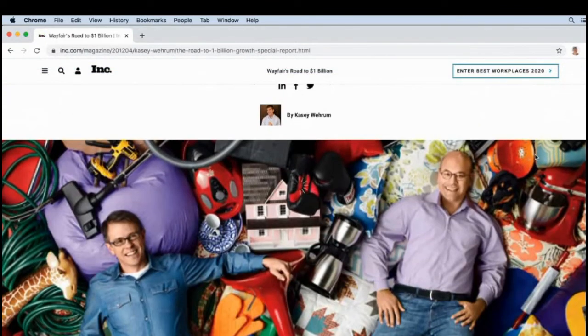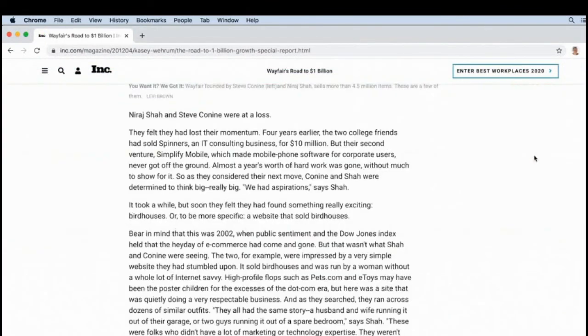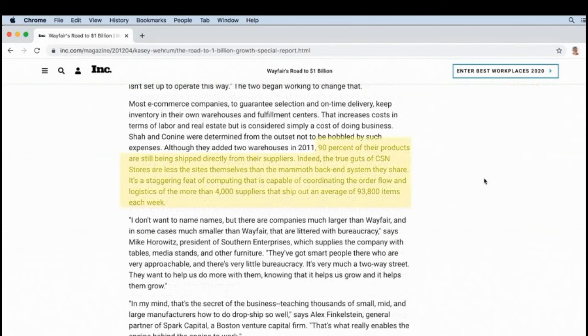Currently, they have warehouses for some of their products, but back in 2012, 90% of their products were being shipped directly from suppliers. And they worked with over 4,000 different suppliers to ship out 93,000 items each week. They built an incredible infrastructure around those suppliers to effectively manage all aspects, including shipping, logistics, and returns. Wayfair is a great example of a company wanting to grow to a certain size and to offer products themselves, but they started with a much simpler model which didn't require a ton of cash on hand.